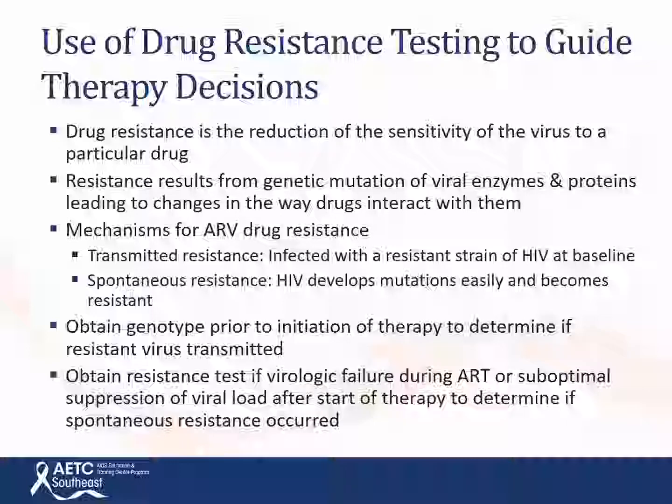The second mechanism for resistance is spontaneous resistance. Spontaneous resistance occurs because HIV can develop mutations easily and become resistant. One way to prevent the development of this type of resistance is to keep the number of virus particles low by being adherent to antiretroviral therapy. So, as mentioned, resistance testing is recommended for all patients at entry into care to determine if resistant virus was transmitted, and also if a patient fails an antiretroviral regimen to determine if resistant virus has developed.